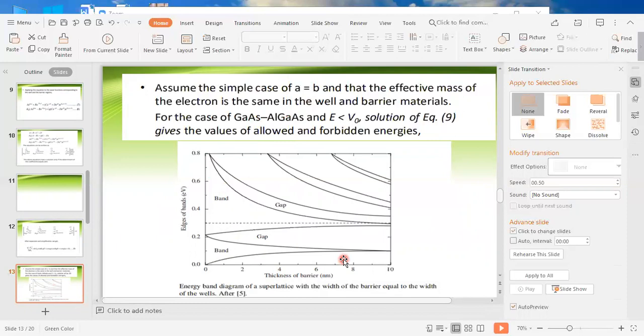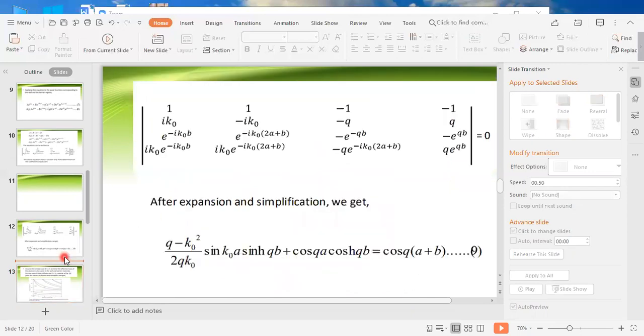Okay, so this graph gives the superlattice with band discontinuity of 0.3 electron volt and m e star is equal to 0.067 m naught. Now the left hand side, the y-axis, shows the edges of the bands and the x-axis shows the thickness of the barrier. What is inferred from this graph is that this graph is actually plotted from this equation, right?